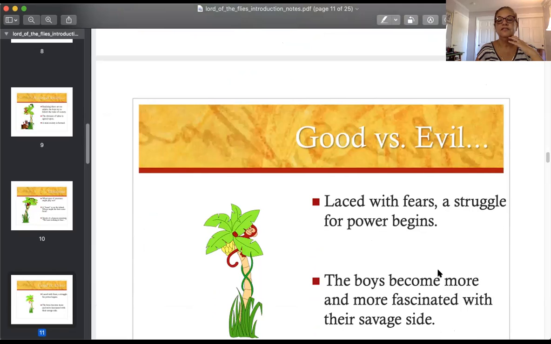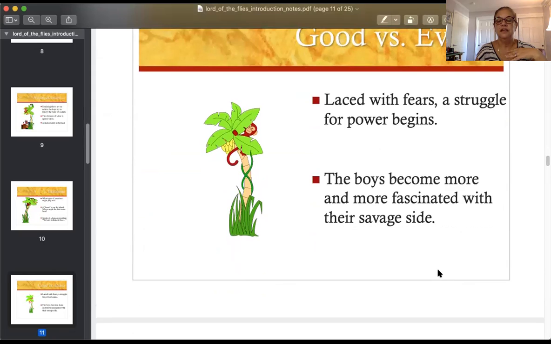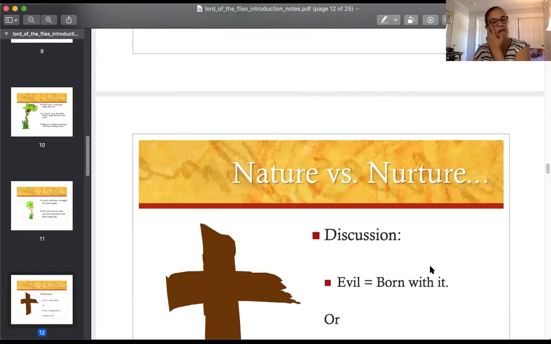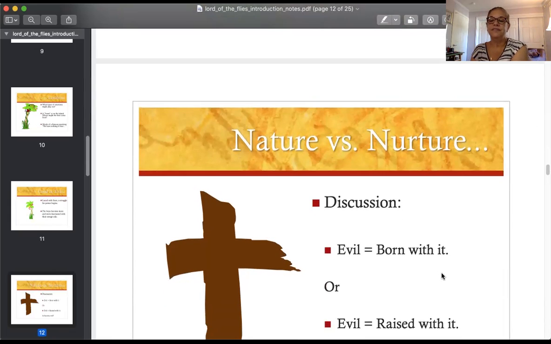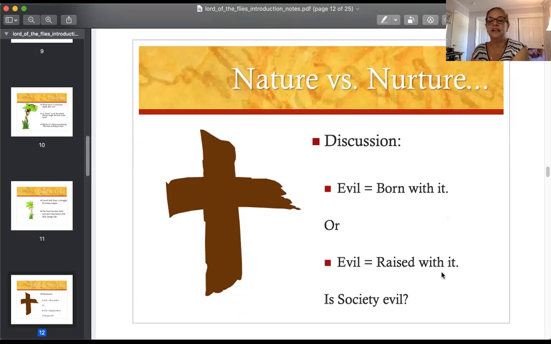There are a lot of fears, there's a power struggle, and as the boys become more and more fascinated and more inclined to do what they want, they start to develop their savage side. Think about conflict, nature versus nurture. When you look at evil, are we born with it or are we raised with it? And is society inherently evil? So this is a lot to think about when you're reading the story.